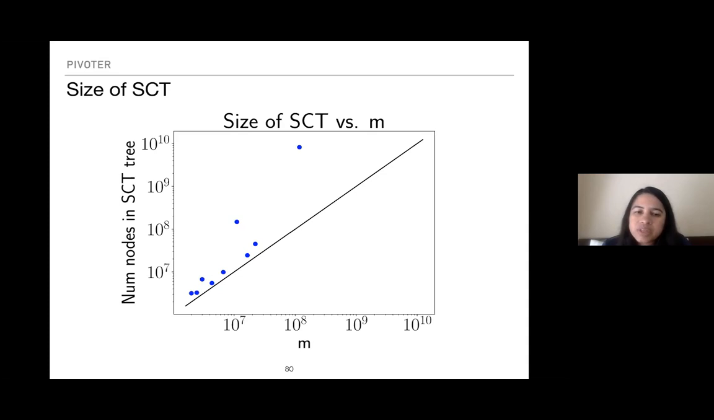And so one question that this begs is, what is the structure of these real world graphs that is resulting in the SCT being so small? If we understand that structure better, then we may be able to design faster algorithms for other tasks on these graphs.